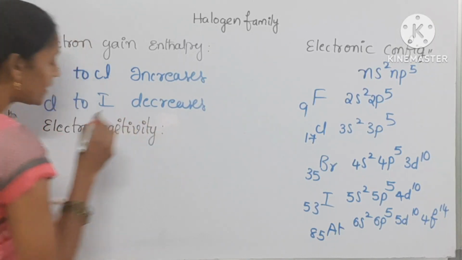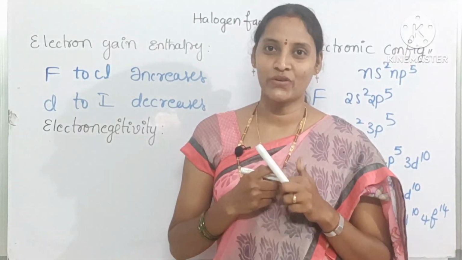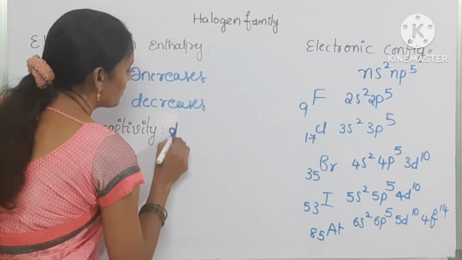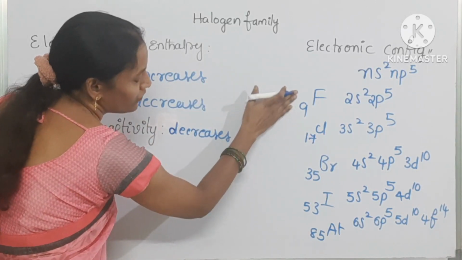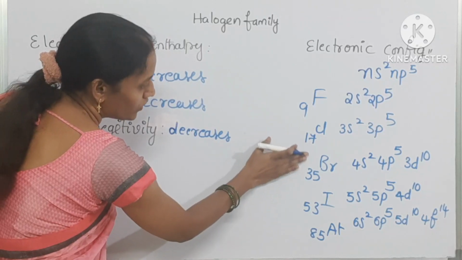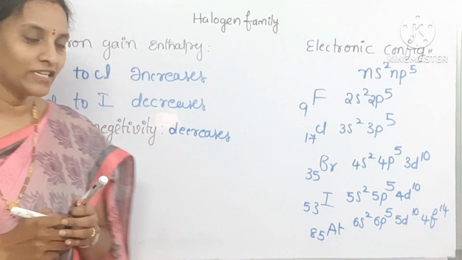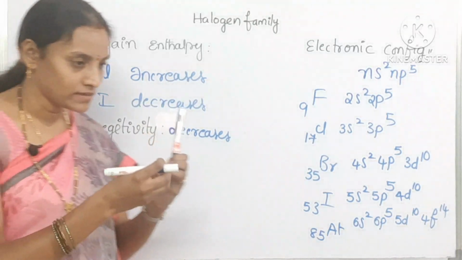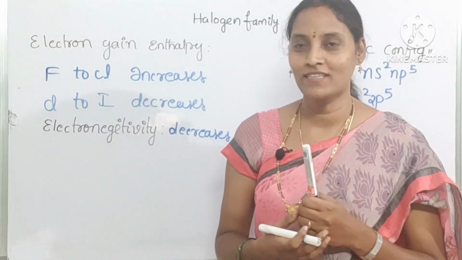Electronegativity decreases down the group. If you see from fluorine to chlorine, bromine, iodine, astatine, electronegativity decreases down the group. Why? Because the size increases, so the electron-taking capacity will also decrease.